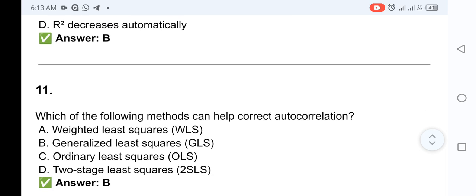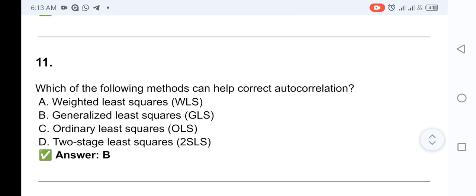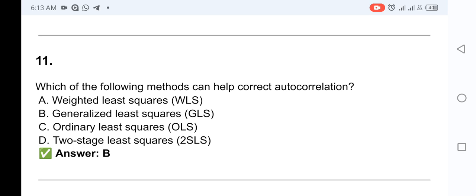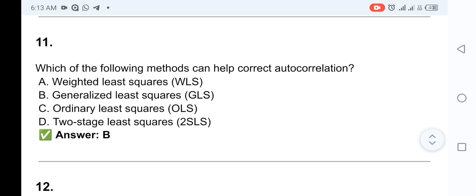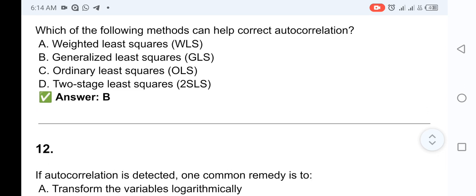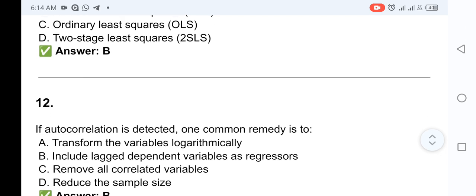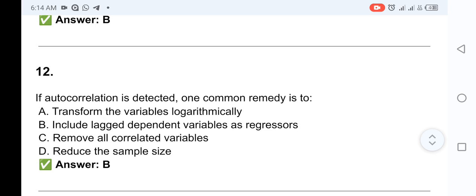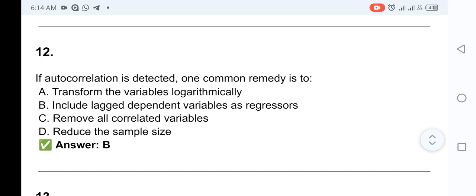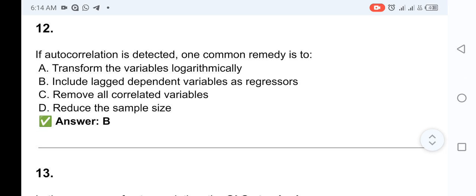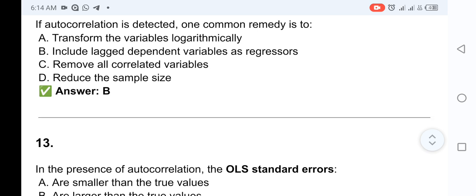Answer B. 11. Which of the following methods can help correct autocorrelation? A. Weighted least squares, WLS. B. Generalized least squares, GLS. C. Ordinary least squares, OLS. D. Two-stage least squares, 2SLS. Answer B. 12. If autocorrelation is detected, one common remedy is to A. Transform the variables logarithmically. B. Include lag-dependent variables as regressors. C. Remove all correlated variables. D. Reduce the sample size.